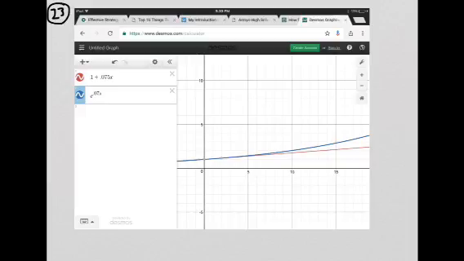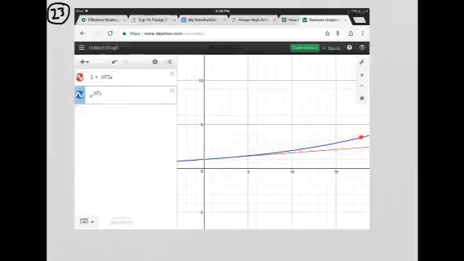Alright, for 23, here's a screenshot of Desmos. As you can see, the red graph is the linear graph, 1 plus 0.075, this one. And the blue graph is the exponential graph. Initially, they're the same. See how the blue and the red are overlapping? But as time goes on, after about 5 years, the blue one takes off.